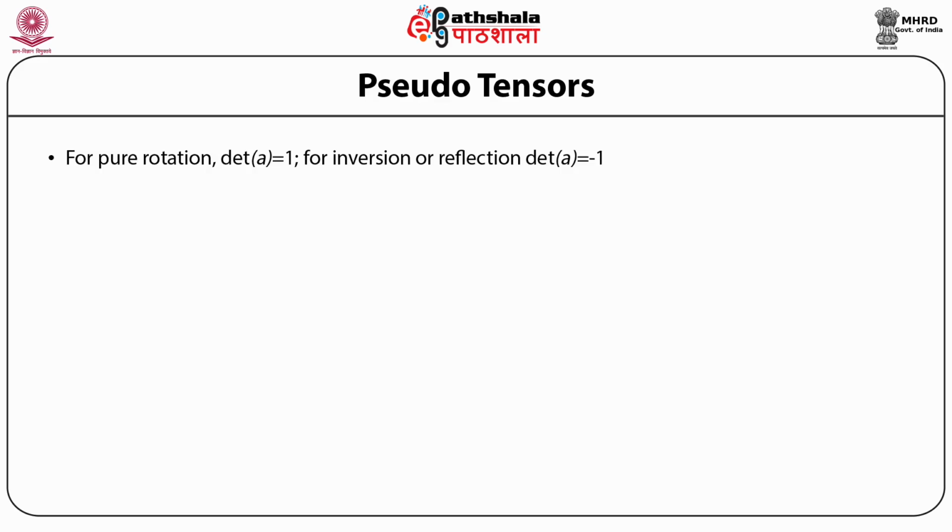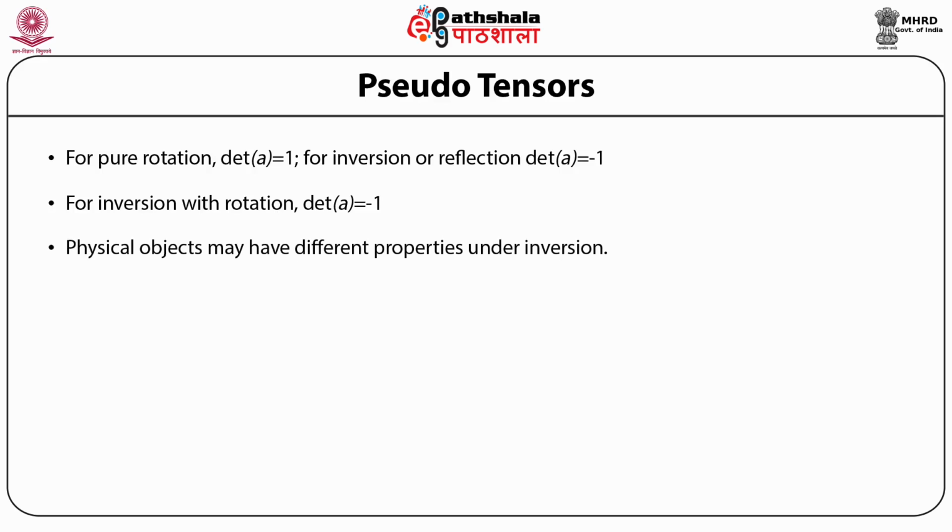And this can be seen from the above argument that for an inversion or reflection operation, the determinant of A is -1, and then if it is followed by a rotation or vice versa, then since for pure rotation the determinant of A is 1, -1 times 1 will give a -1. Therefore, for these two operations taken together, that is for inversion with rotation, the determinant of A turns out to be -1. Now let us look at the physical objects and how they may have different properties under inversion.